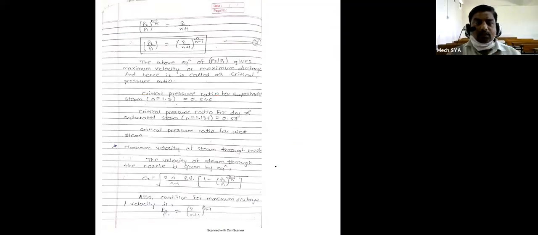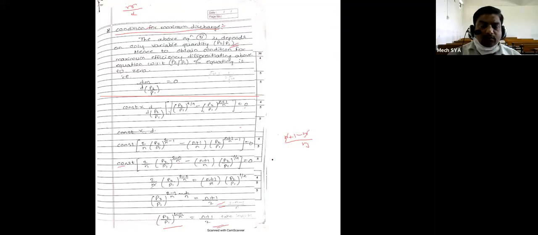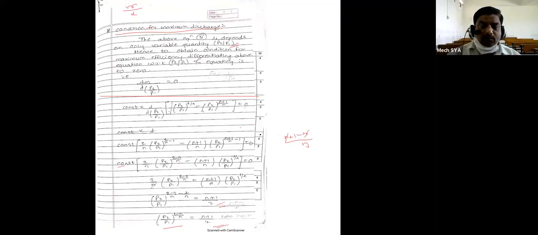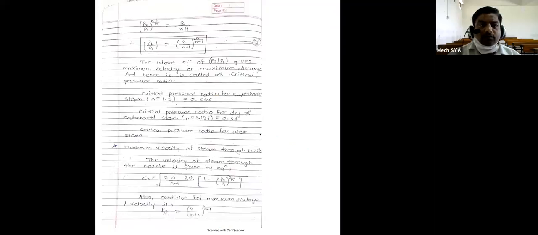Okay. Now what are we getting? P2 upon P1 raised to (1 minus n) upon n is equal to (n plus 2), sorry, (n plus 1) divided by 2. So n minus 1.